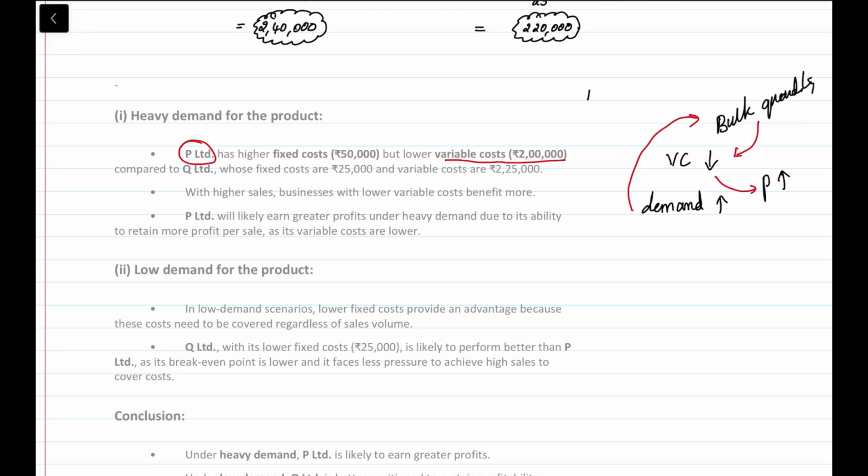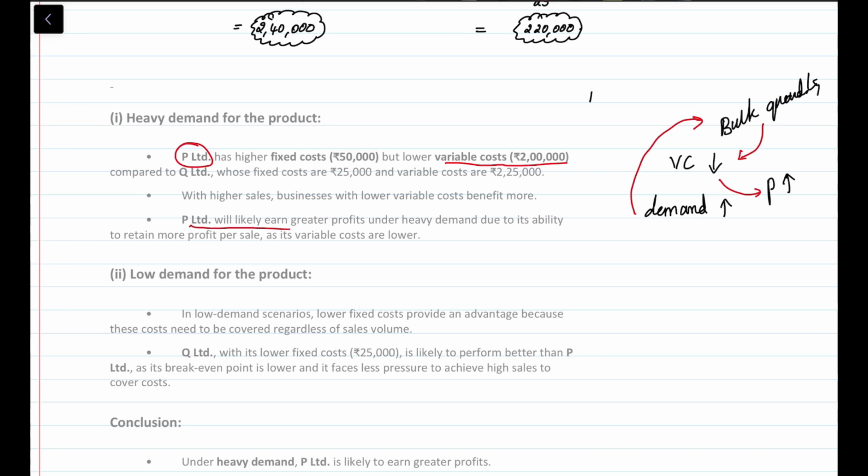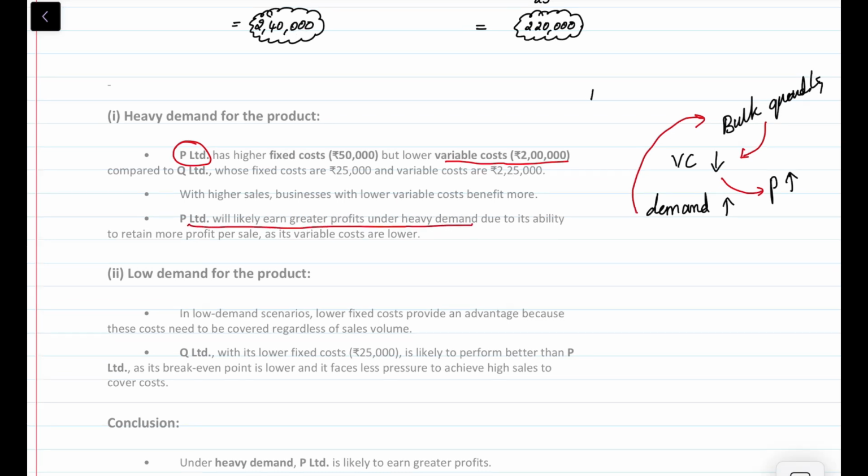So when we have a lower variable cost, as demand increases, we are going to purchase in bulk quantity. When we purchase in bulk quantity, we'll get a discount from the supplier. That leads to even lower variable cost and gives us a higher return, higher profits. So P Limited is likely to earn a greater profit when there is heavy demand.